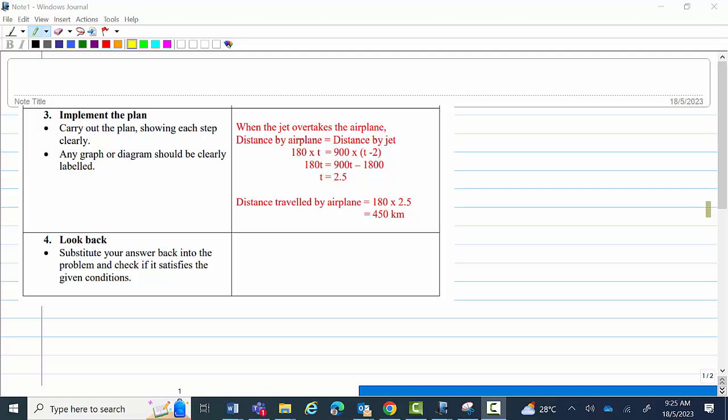Okay, so we're going to look at the next example, Example 4.16.